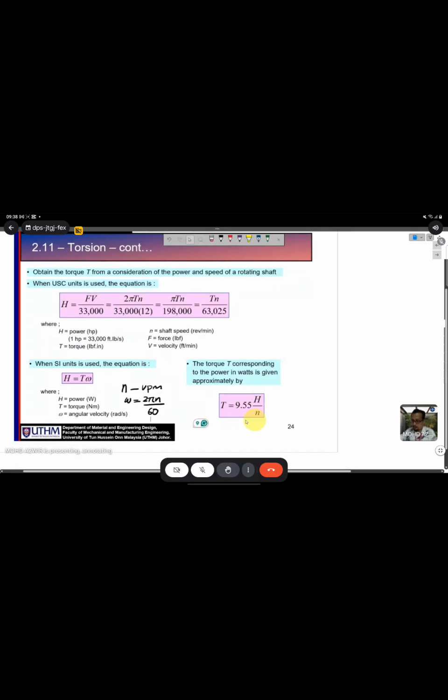Maybe this one is simplified. They have already simplified it for you. Torque is equal to 9.55 times H divided by N, where H is power in kilowatt, in watt, and N is the speed in RPM.